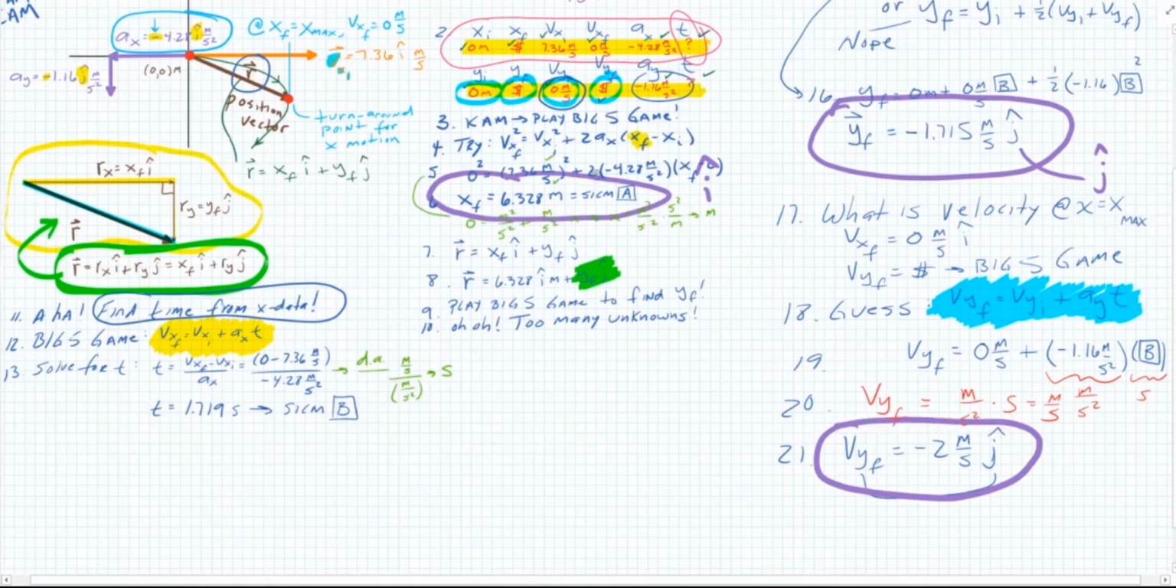This was my initial X velocity, which was 0, which is right here. My final X position was given to you in step 6. My final Y position was given to you in step 16. So done. A lot going on here.